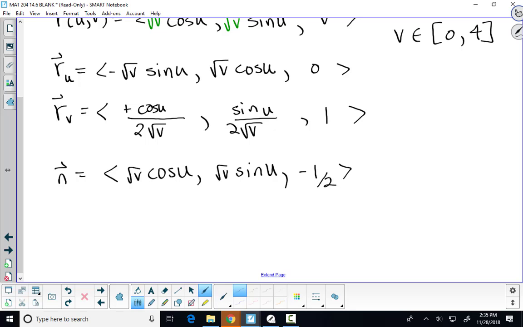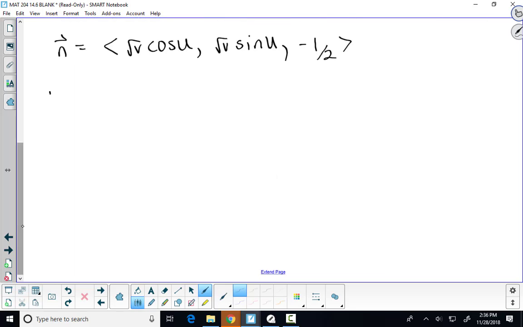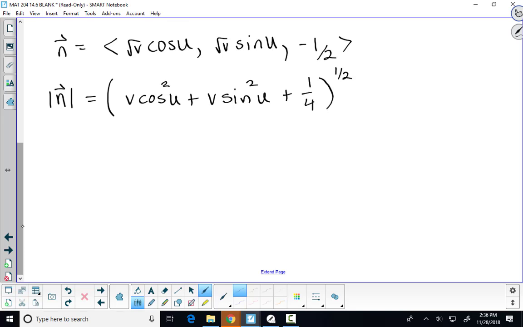And now we're integrating a regular function, not a field. So we have to find the length of that. If we were integrating a field, we could just dot it with the field. So the magnitude: we square everything and then take the square root. There's often a whole bunch of nice simplification of these. So we end up with the square root of v plus 1/4.